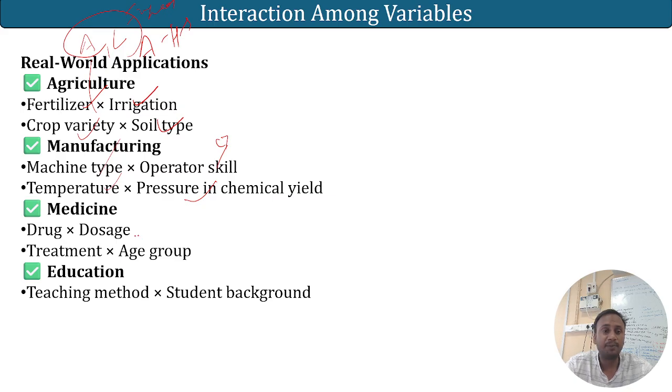Similarly, treatment and age group. If we have a minor or a kid, their treatment will be different. In the same way, if we have an old person or senior citizen, their treatment will be different. For the young, it will be different again. So it's not independent, it's dependent. The interaction is there. One will influence the other.